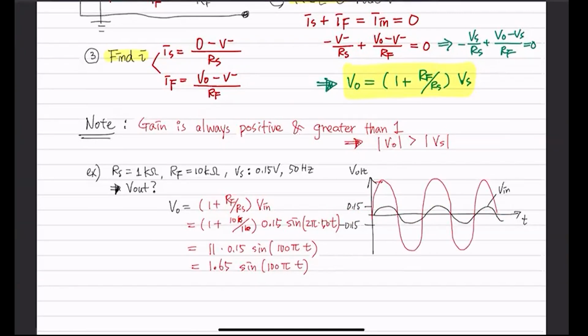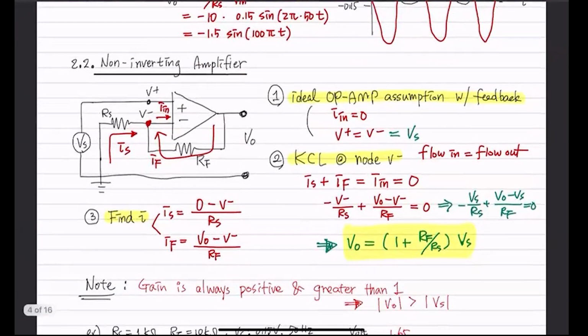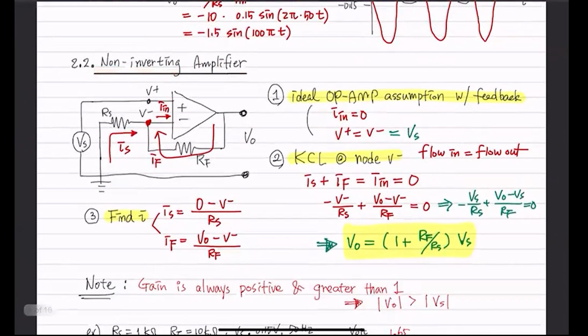And the amplitude is what? It's 1.65. Amplitude here is negative 1.65 volt. All right? So it's not inverting. If it's positive, your output is positive. If your input is negative, your output is negative. You see? So it's not inverting. So it's a non-inverting amplifier.